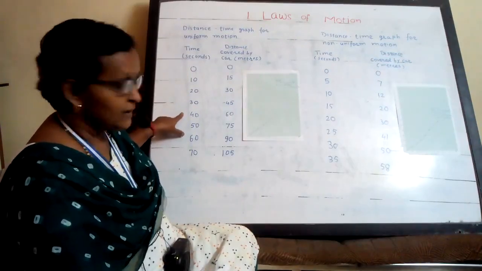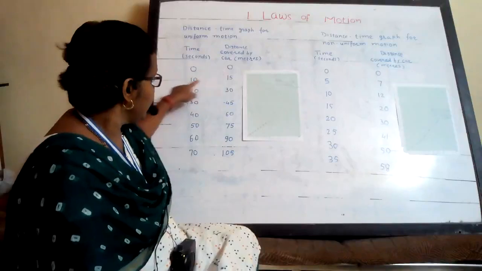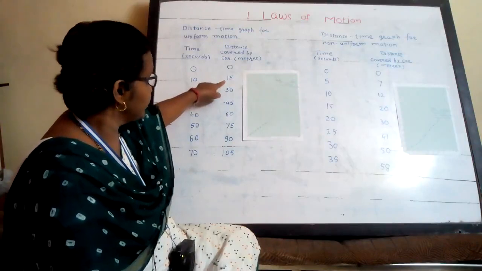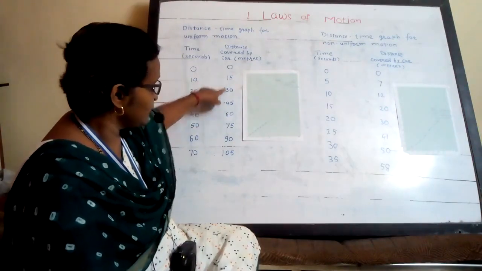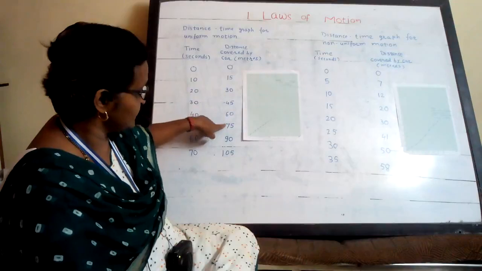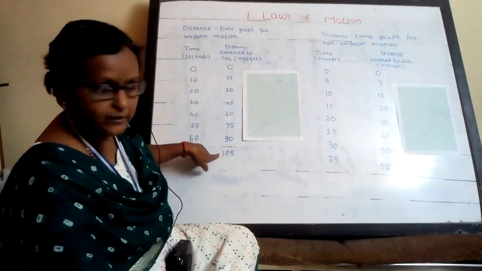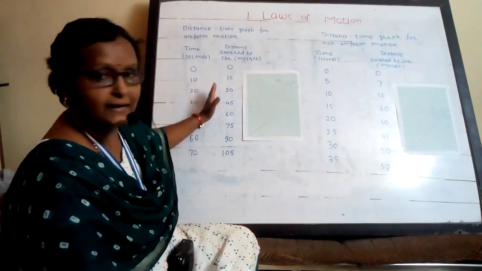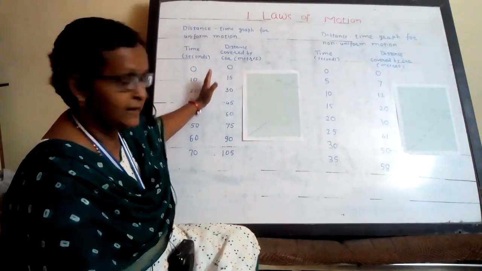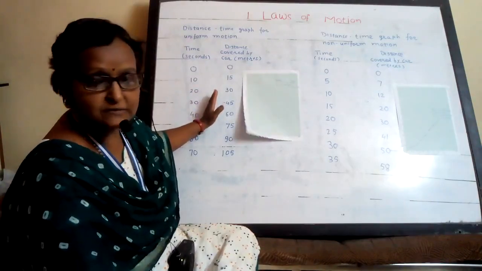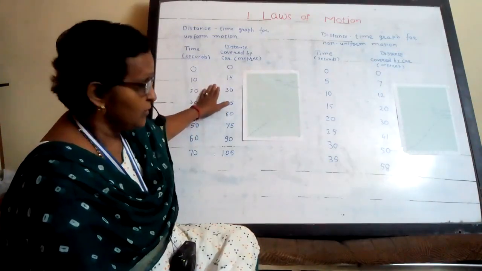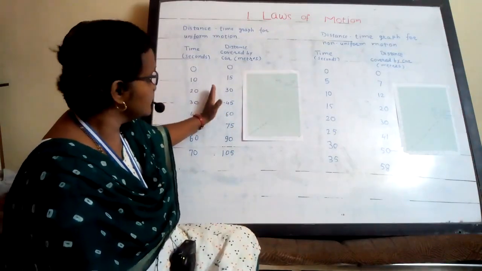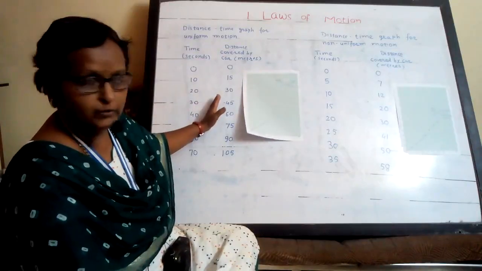Yesterday we have studied. Now here also in each 10 seconds the car has covered distance 15 meters, 30 meters, the table of 15: 15, 30, 45, 60, 75, 90 and 105. By observing the readings, we can say that this is an example of uniform linear motion. This also can be asked in examination. You are given the table, you have to draw the graph and you have to tell whether this is uniform motion or non-uniform motion.